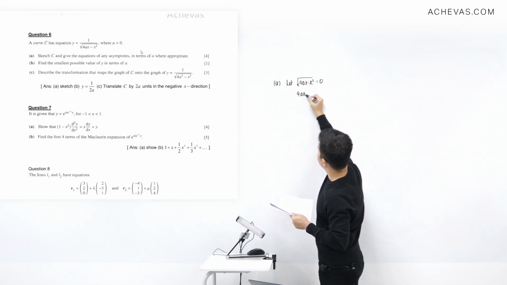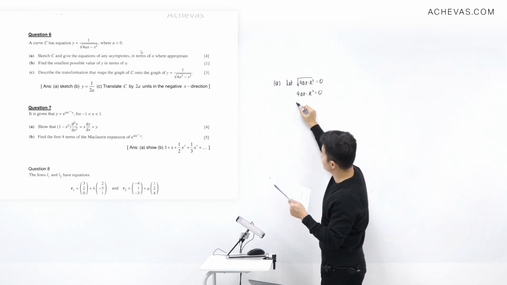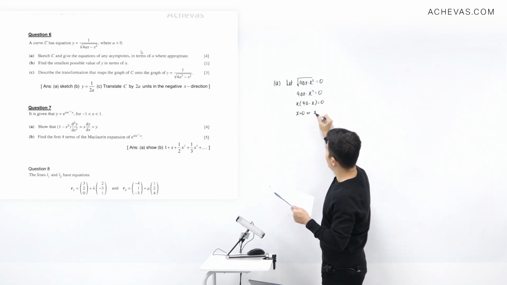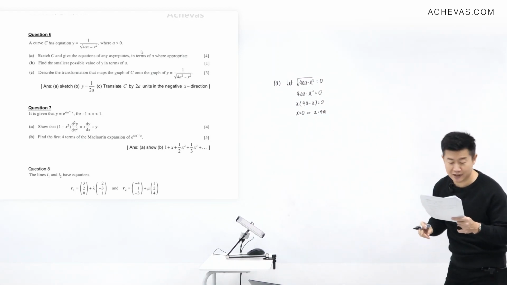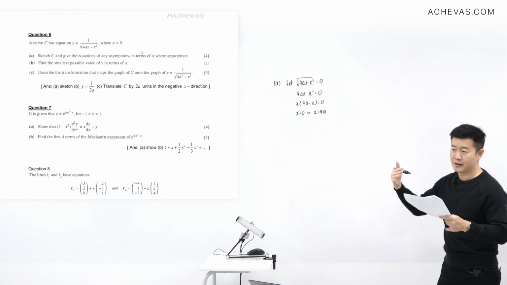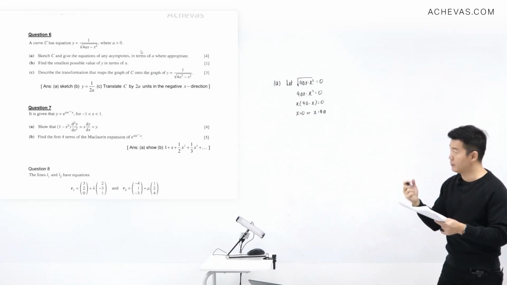So 4ax minus x squared is going to be equal to 0. If I factorize out x, then we will have x times 4a minus x equal to 0, which means that x must be equal to 0 or x must be equal to 4a. So these are the two values that cause the denominator to be equal to 0. So this will also translate to the labeling of the vertical asymptotes that I'll be expecting on my graph. And I see that in my graphing calculator.